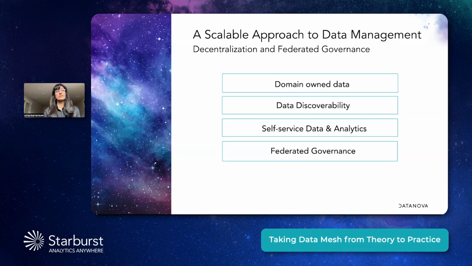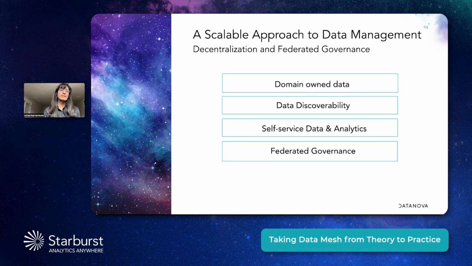Let's look at 4 pillars that we think make sense in order to achieve the scalable approach for data management. Firstly, decentralizing data ownership, giving business domains such as sales, marketing, finance, etc., ownership of the data they create. The benefit is that the domain's familiarity with the data will provide deeper insights into where, why, and how the data should be used.